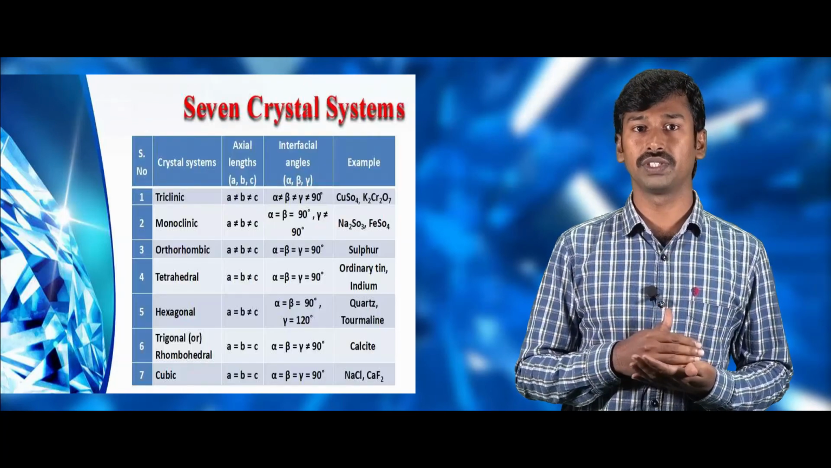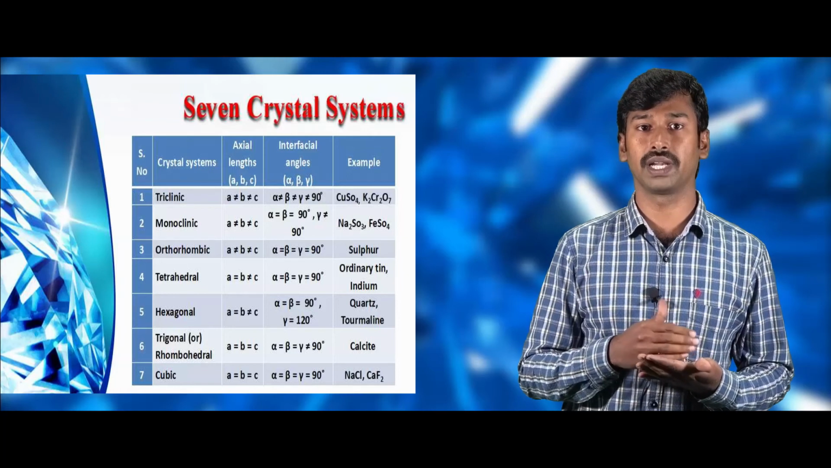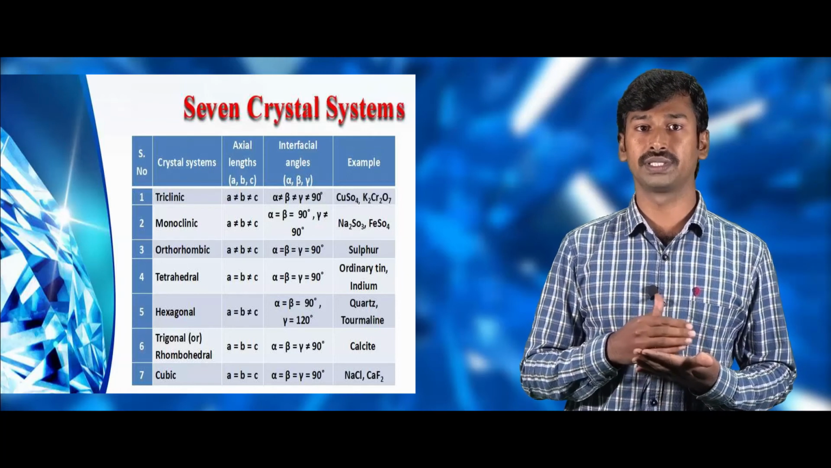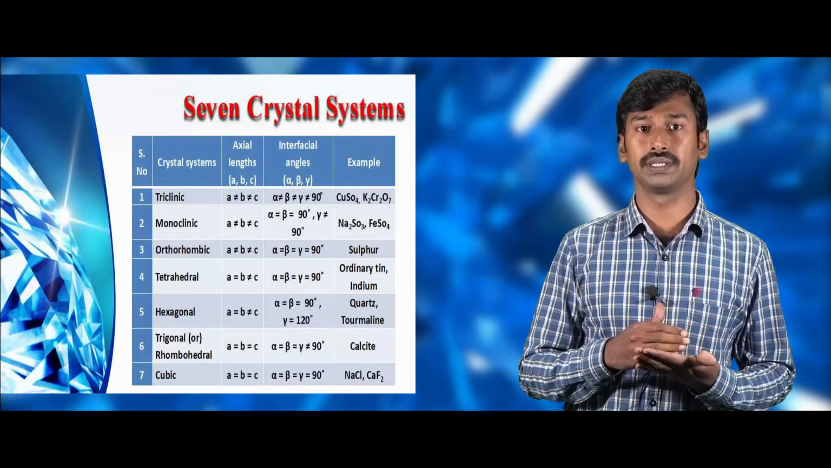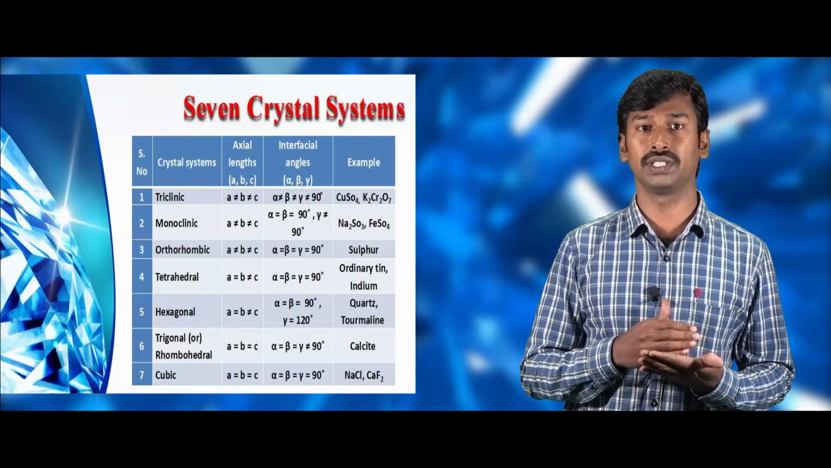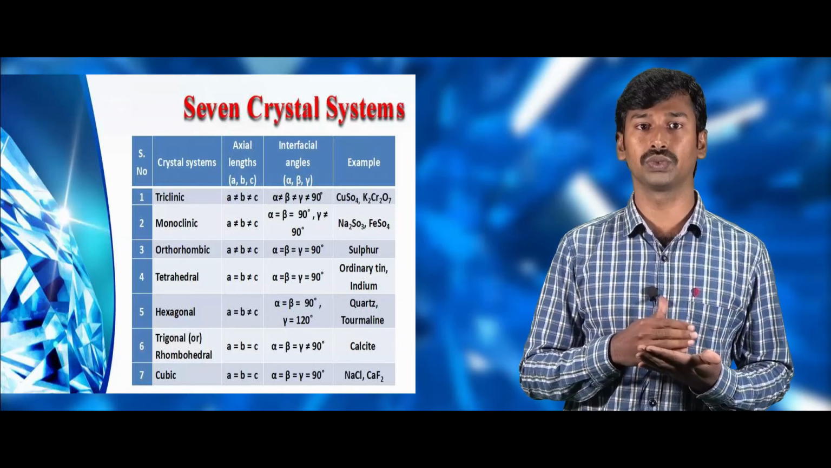This table shows the difference between the 7 crystal systems from triclinic to cubic, how they differ in lattice parameters, that is axial lengths and interfacial angles, with their examples also shown in this table.